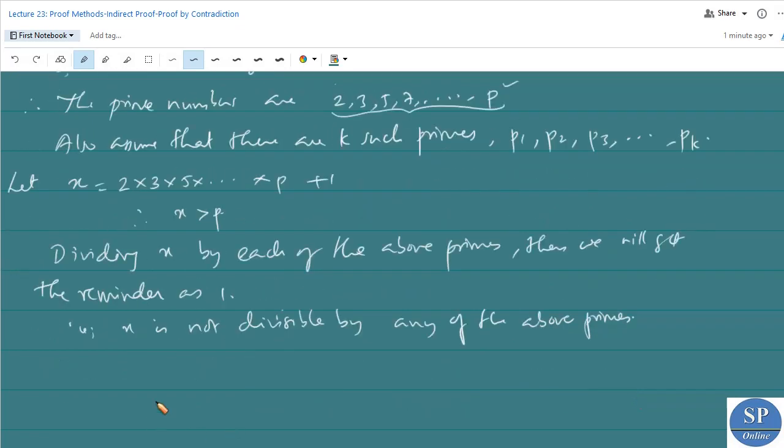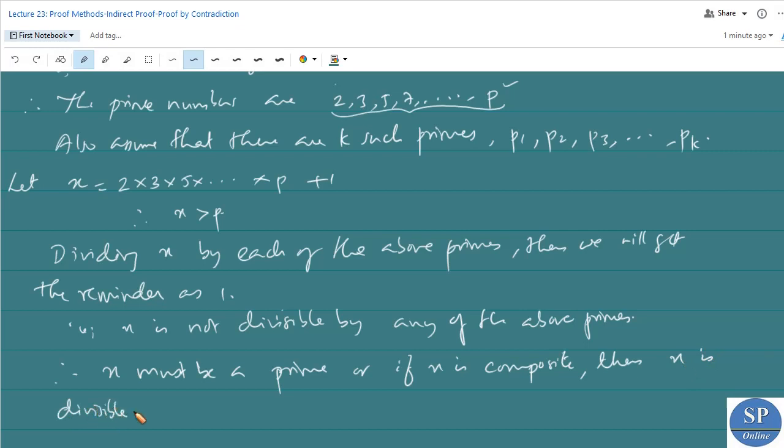So x is divisible by 1 and x is divisible by x itself. Therefore, x must be a prime. Or if x is a composite number, then x is divisible by a prime which is not equal to any of the above primes. Or if x is composite, then x is divisible by a prime q which is not equal to pi.